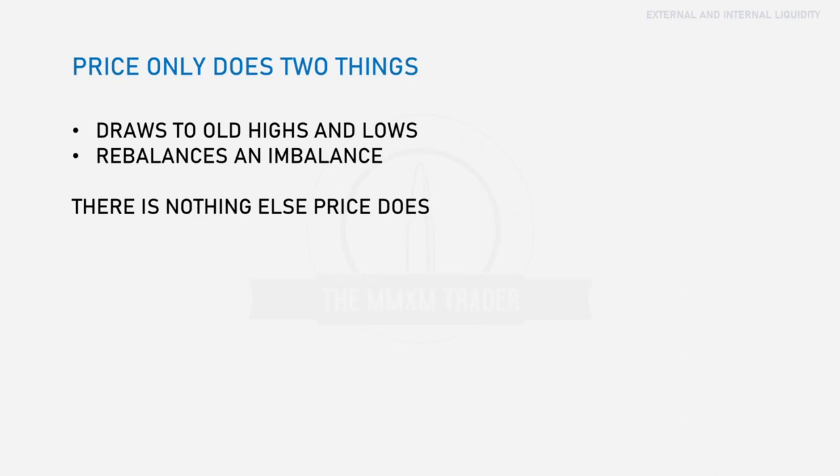As explained earlier, price only does two things. It draws to old highs and old lows, and it rebalances an imbalance. So there's literally nothing else price does. And with that in mind, it becomes very clear after you see old highs or old lows getting raided, what are we going to look for next, right? We're going to look for an imbalance where we can trade into.